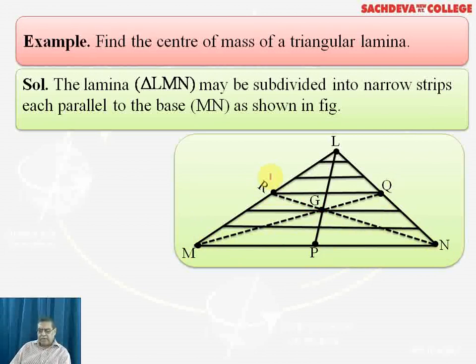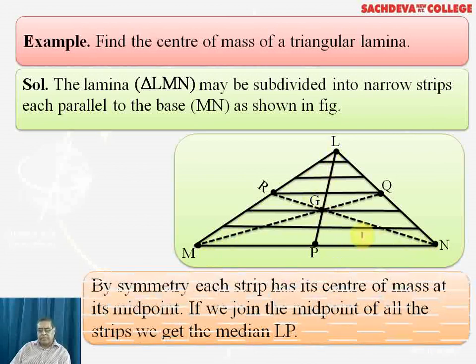Now G is a centroid. It divides the median in the ratio 2:1. The bigger part is 2, the smaller part is 1. Now the lamina LMN may be subdivided into narrow strips, each parallel to the base MN as shown in the figure. By symmetry, each strip has its center of mass at its midpoint.